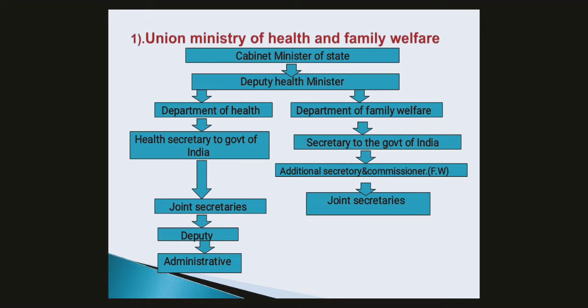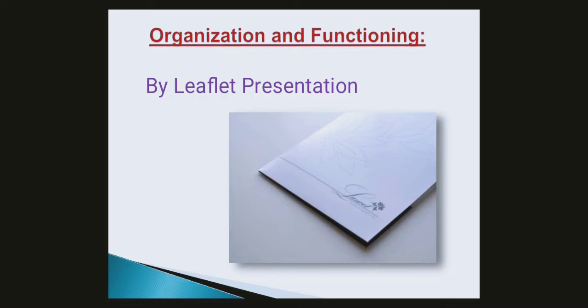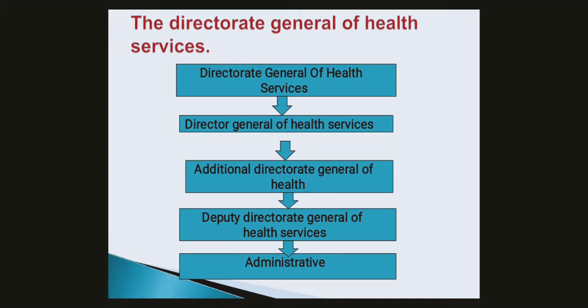That is the Cabinet Ministry of Health chart. Then next is the organization and functioning, presented by the leaflet, that is a documentation program. Then next is the Directorate General of Health Service. It is divided into the Director General of Health Service, Additional Director General of Health, then Deputy Director General of Health Service, and last is administrative.